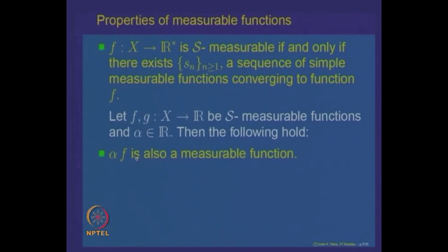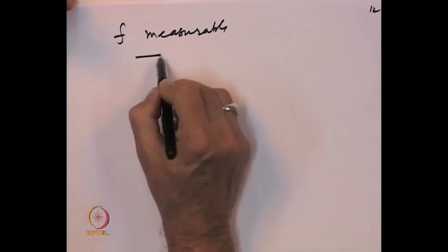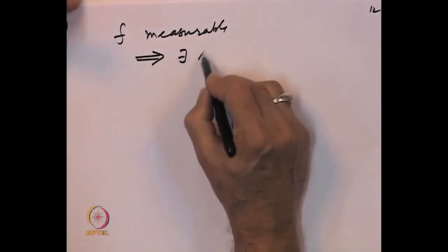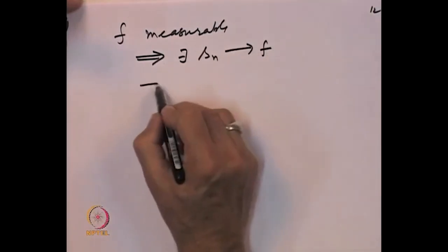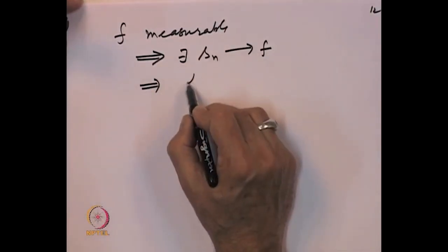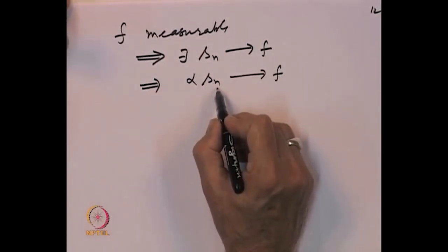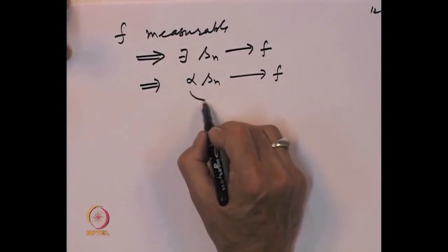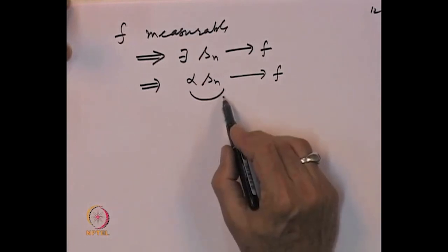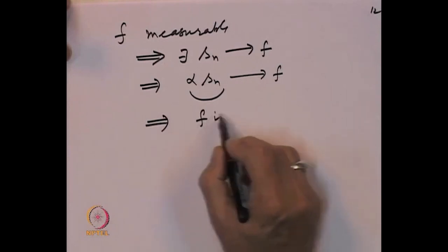So, let us look at the proof of this. f measurable implies there exists a sequence S n of simple measurable functions converging to f. By the properties of sequences, alpha S n converges to alpha f, and because S n is simple measurable, a constant times a simple measurable function is again simple measurable. So, this is a sequence of simple measurable functions converging to alpha f, which implies by the previous theorem that alpha f is measurable.